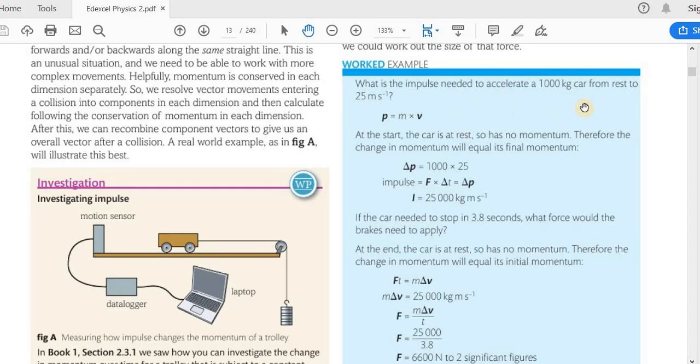For example, mass equals 1000 kilograms. From rest means the initial velocity is 0, u is 0. Then final velocity is 25. If you write it like that, then again it becomes easier for you to understand and solve the question. And what you are supposed to find is the impulse. So capital I equals, you can put a question mark. Okay, so impulse is what they are asking.